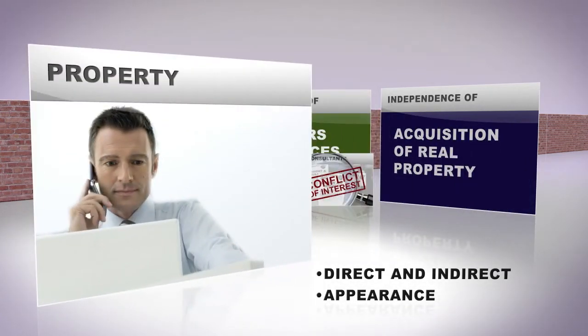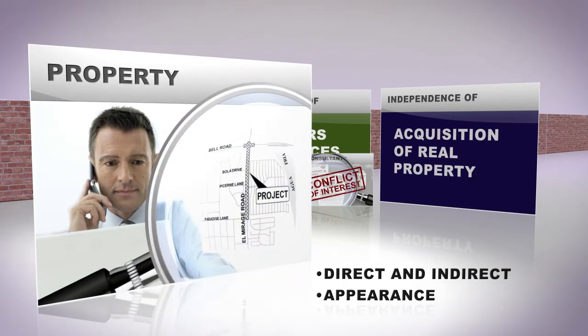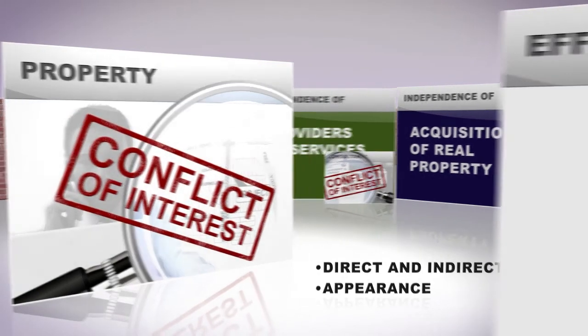Our final example involves a project engineer who is selected to manage an upcoming project in which he owns property that may be in the right-of-way. If he accepts the project engineer position, his financial interest in the property would constitute a conflict of interest.